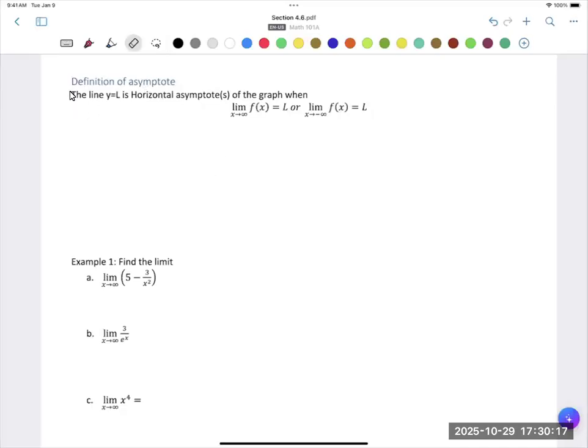All right, so the limit definition of an asymptote. The line y equals L is a horizontal asymptote of the graph when the limit as x approaches infinity is equal to L, or the limit as x approaches negative infinity is equal to L. So if either one of these holds, you're going to have a horizontal asymptote.